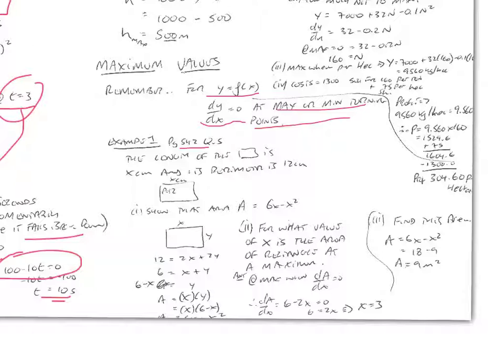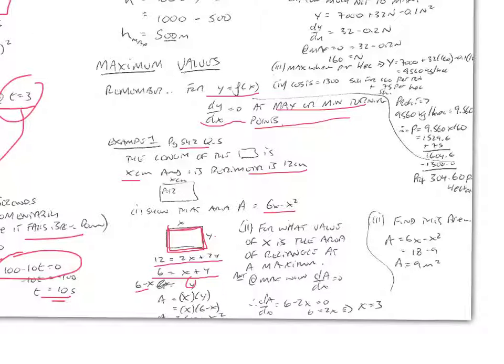Question 5, page 542. The length of the rectangle is x centimeters and its perimeter is 12. Show that the area is 6x minus x squared. Well, the way to do that is to draw the rectangle, x and y, and note that 12 is equal to this plus this plus this plus this, or 12 is equal to 2x plus 2y. Divide everything by 2 and you get 6 equals x plus y. So relating y in terms of x, y is equal to 6 minus x.